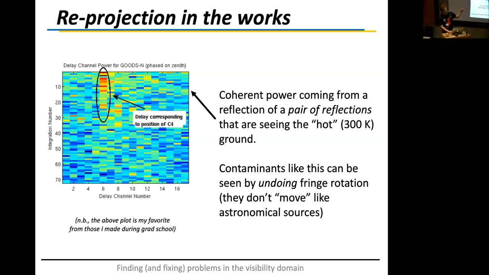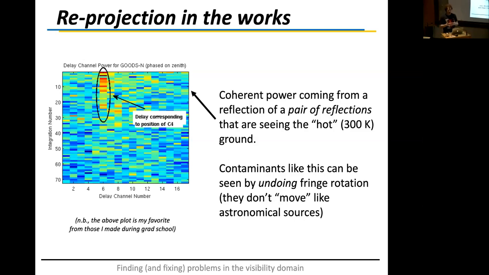What had to be done here essentially was, normally during astronomical observations, you do fringe rotation, you do fringe tracking. Things that are contaminants that come in from the observatory itself don't move like sources in the sky do. They stay kind of at rest. And so if you undo that fringe tracking, you can actually see power stack up. In this case, it was emission coming from the ground.